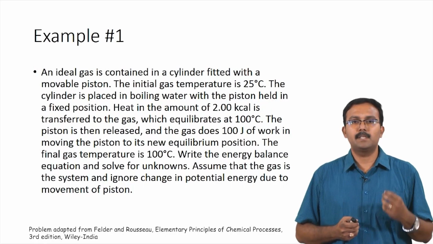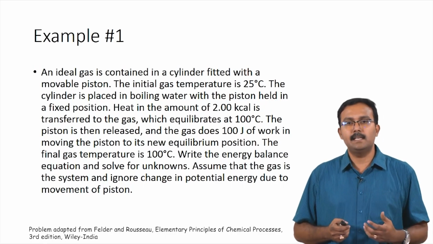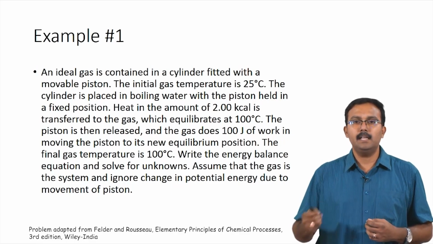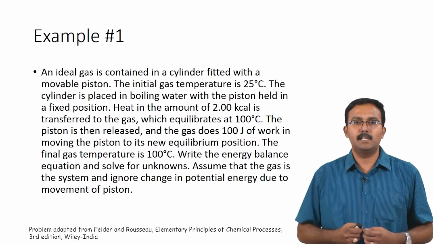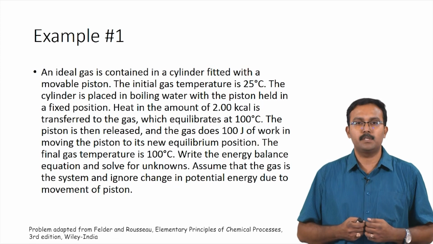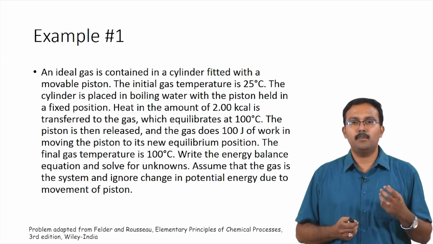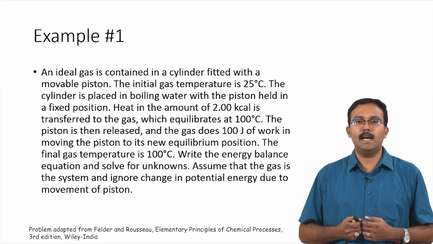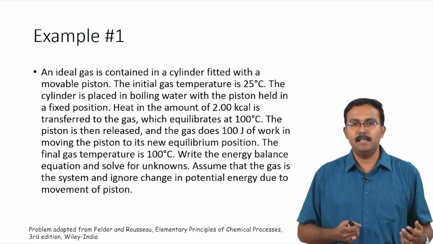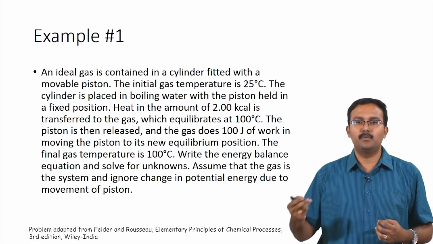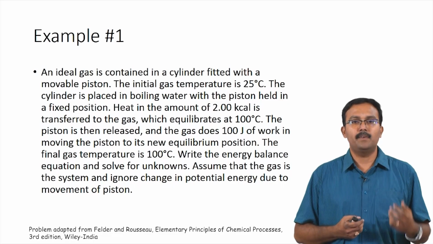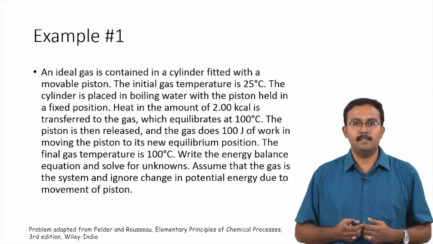An ideal gas which is contained in a cylinder is fitted with a movable piston. The initial gas temperature is 25 degrees Celsius. The cylinder is placed in boiling water with the piston held in a fixed position. Heat in the amount of 2 kilocalories is transferred to the gas, which equilibrates at 100 degrees Celsius. The piston is then released. The gas does 100 joules of work in moving the piston to its new equilibrium position. The final gas temperature is still 100 degrees Celsius.